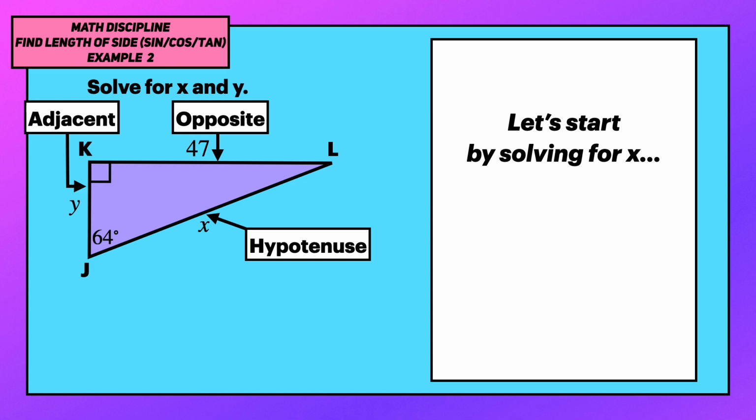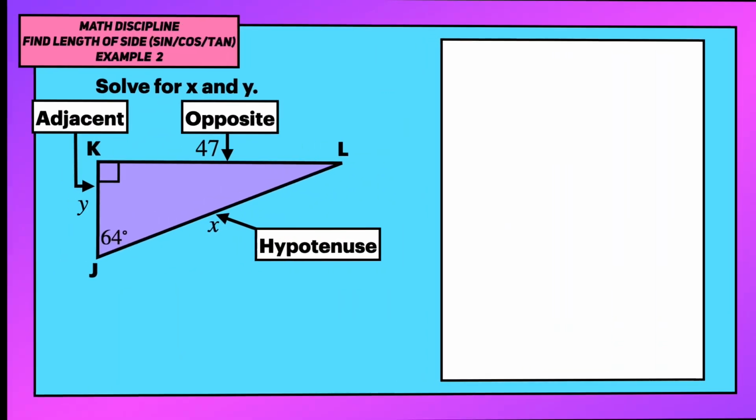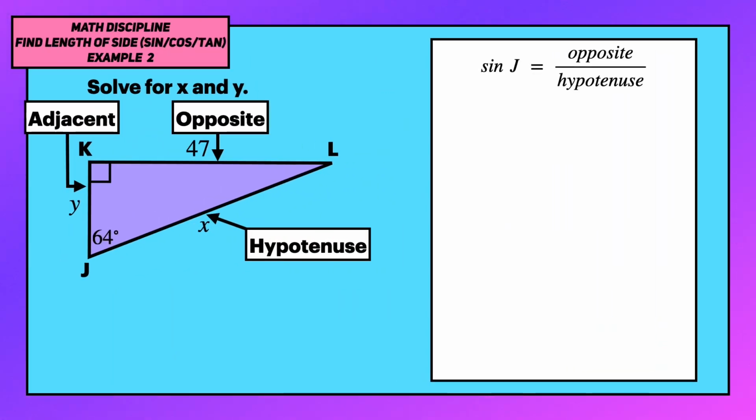Now, in order to use our trigonometric ratios, let's compare it to the side that we do know, which is side KL, which has a length of 47. So we are comparing the opposite side and the hypotenuse. Looking at our trigonometric ratios, we can see that sine is the ratio that compares the opposite side to the hypotenuse. Since the sine of angle J equals the opposite side divided by the hypotenuse, let's substitute the measure of angle J, 64 degrees, for the letter J. Substitute 47 for the length of the opposite side and the variable x for the length of the hypotenuse. This gives us the equation sine of 64 degrees equals 47 over x.